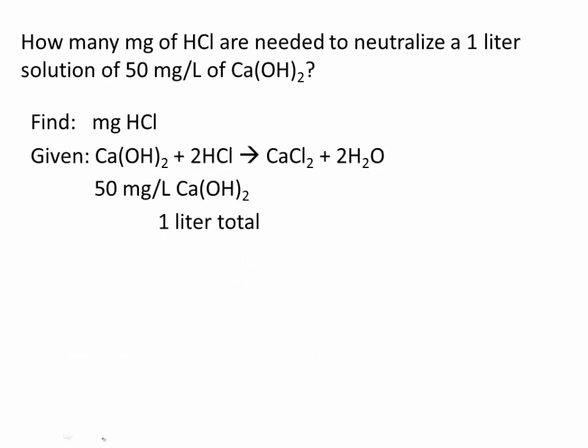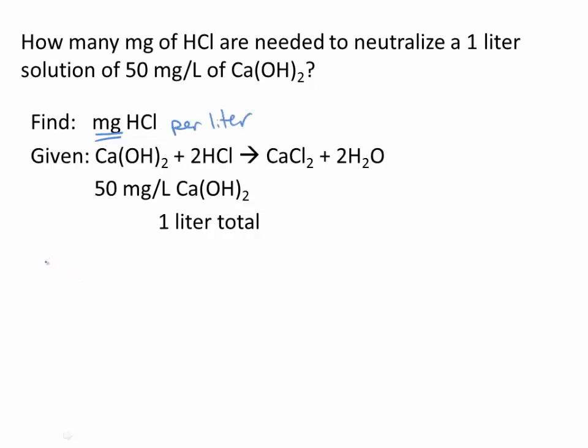Once you learn how to read a balanced reaction, you should be able to convert mass concentrations of reactants to mass concentrations of secondary reactants or products. In this example, it is asked, how many milligrams of hydrochloric acid are needed to neutralize a 1 liter solution of 50 milligrams per liter of calcium hydroxide? We want to find the milligrams of hydrochloric acid per liter.